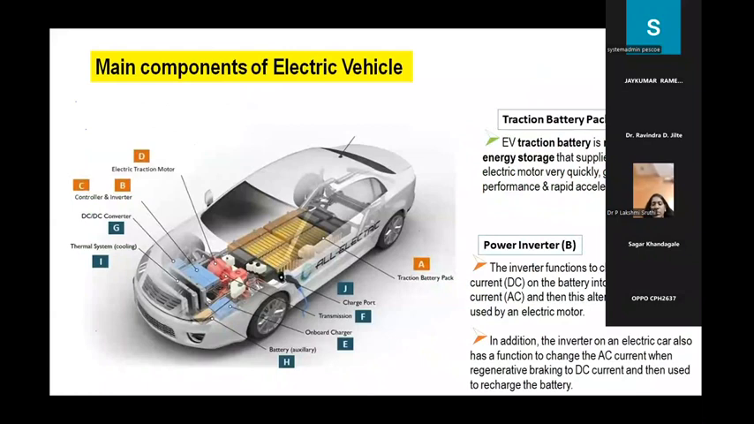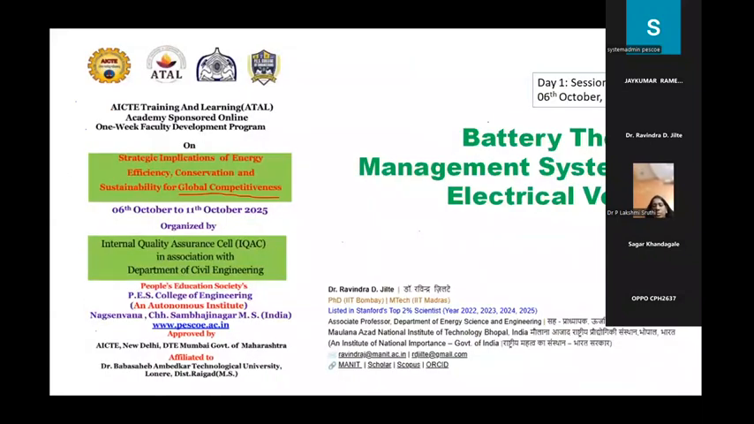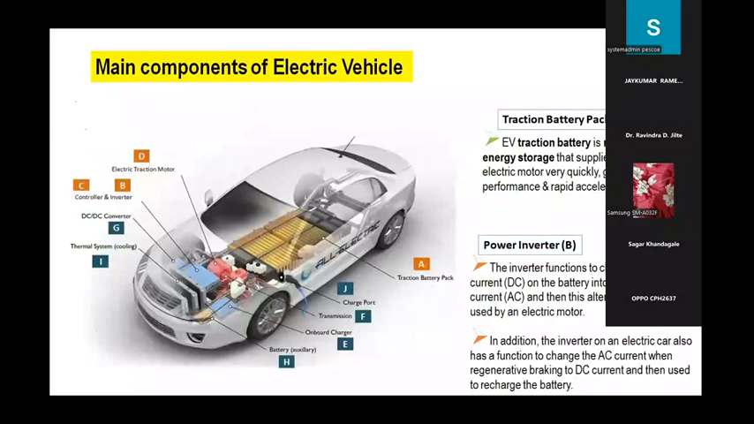So to begin with the title, although the title of the session is about battery thermal management system for electric vehicle, let us look at the heart of the electric vehicle. We all know the term IC engine driven vehicles, where the IC engine is called the heart.